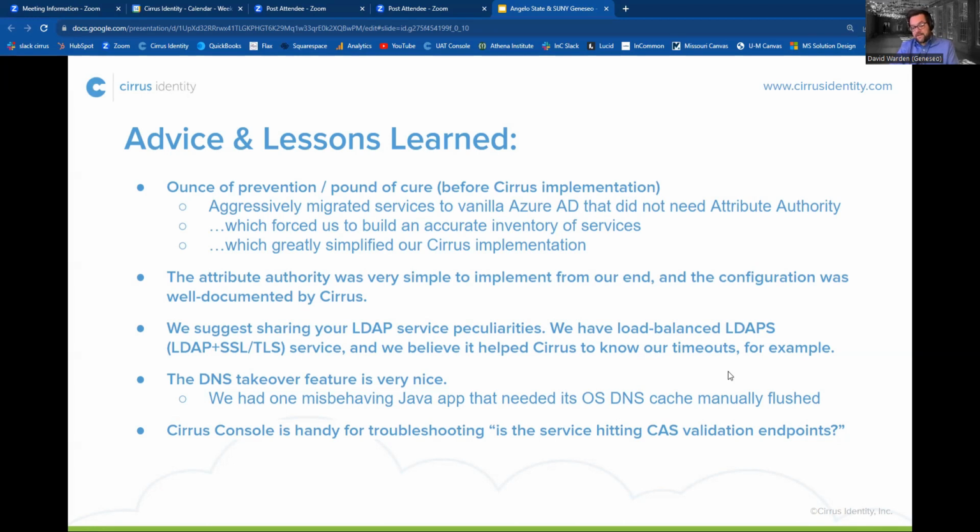And then lastly, one thing that really helped us in troubleshooting that issue was the Cirrus console, where you can get a report of the last minute, hour, or certain period of time, what HTTP requests have been made to which CAS endpoints. We used that to look at the service validate endpoint to see, is this broken service hitting the validation endpoint and getting an error or failing, or is it just not hitting the endpoint at all? So shout out to the Cirrus console for helping us troubleshoot that.